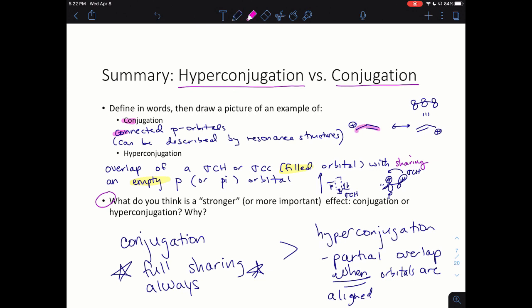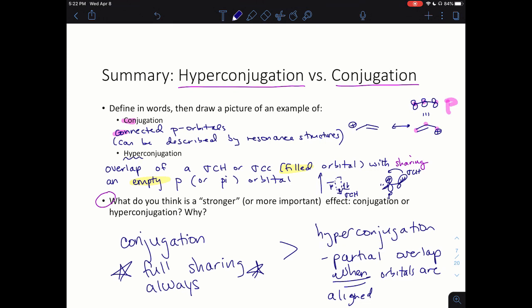So there's full sharing of these electrons all the time. This molecule is described by both of these pictures. It's some composite. Each of these atoms has a p orbital, and we'll talk more about these types of systems in organic chemistry too. Versus hyperconjugation, which really means like a little bit of connection sometimes.